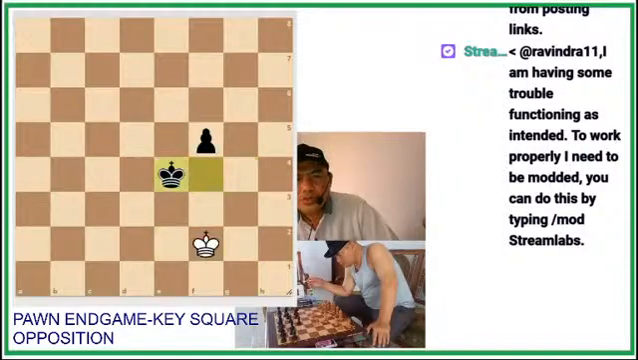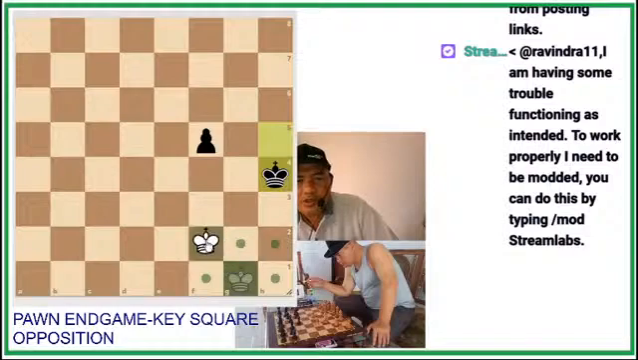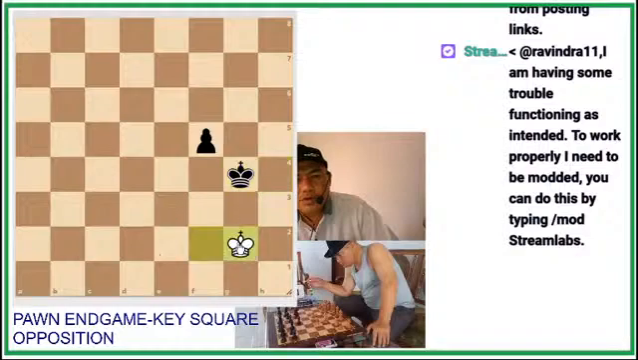So we see, if black goes here, white can have the opposition, or diagonal opposition here. This is a draw for white by doing the opposition. So the best move for black is to make a distant opposition. Yes, this is a distant opposition.